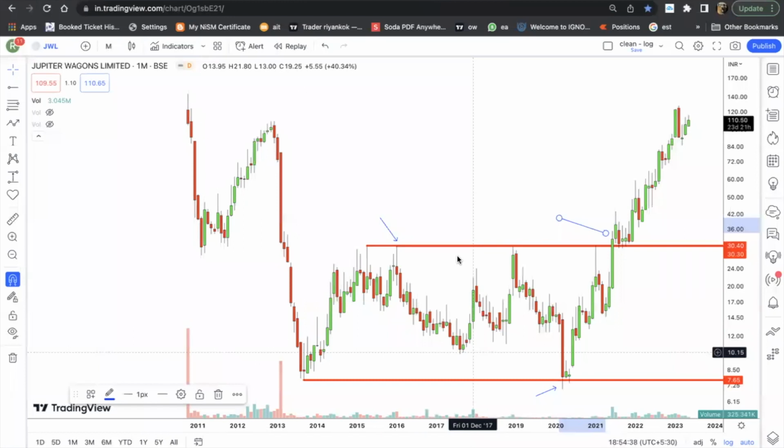Double bottom, absolutely. Double bottom is the name of the pattern which happened right here, right? Also considered as a W pattern, yes. So double bottom and W is considered as the right one.